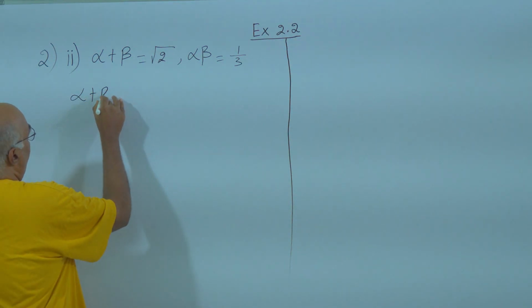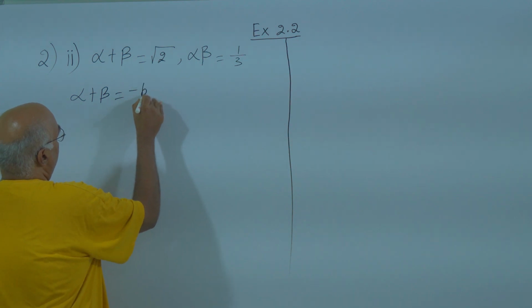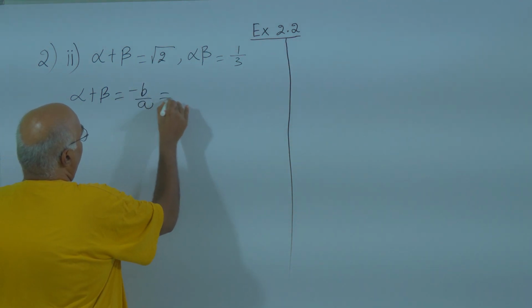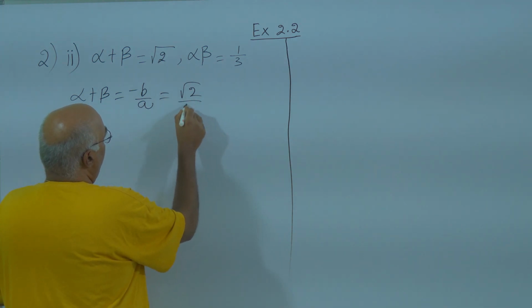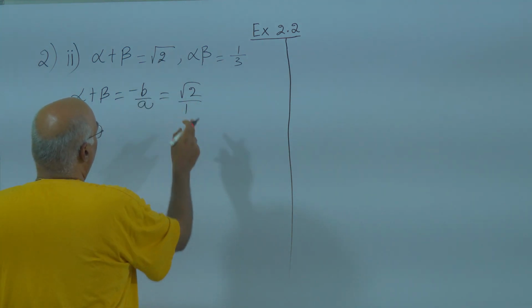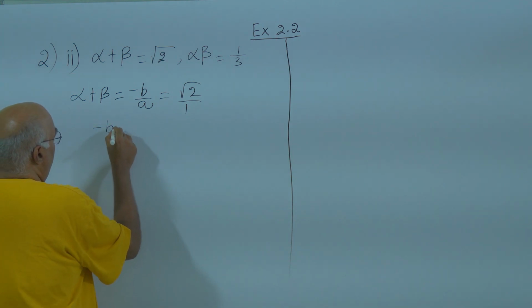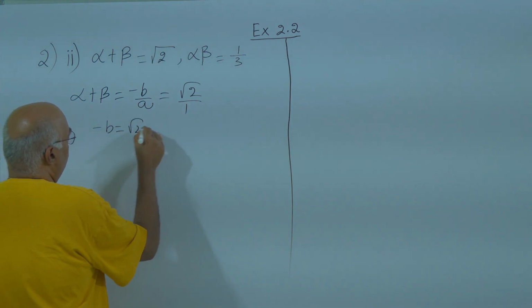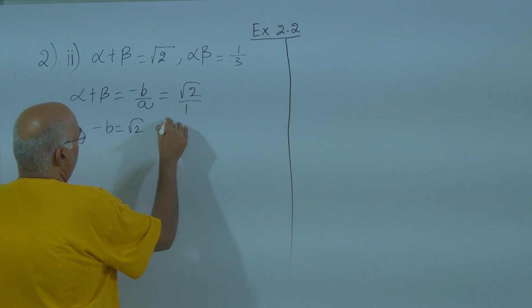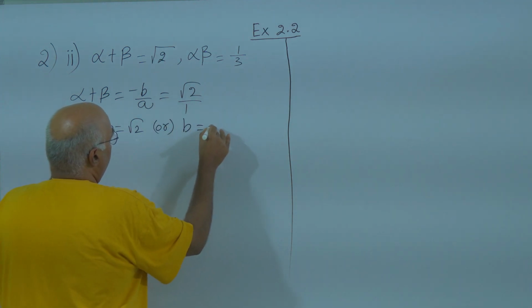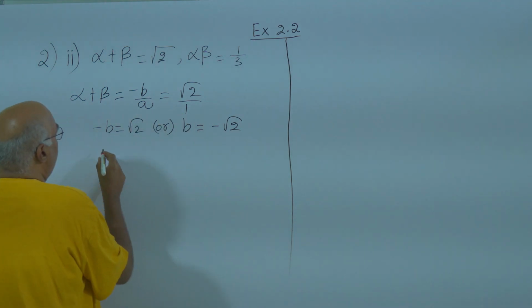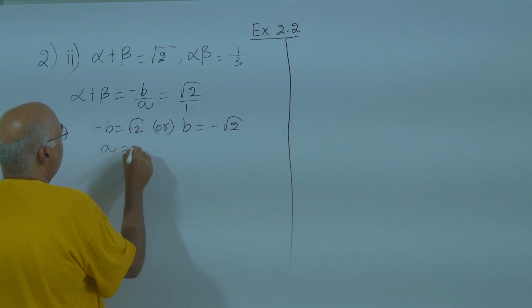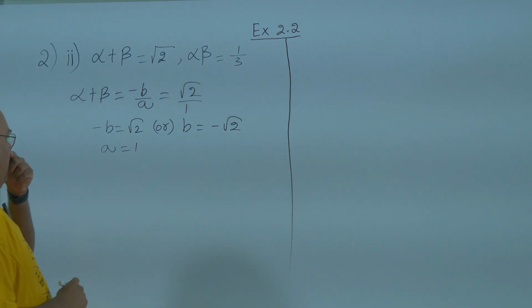We know that alpha plus beta is equal to minus b by a. This is given as equal to root 2. So root 2 is nothing but root 2 by 1. If you compare these two, we will get minus b is equal to root 2, or b is equal to minus root 2. In the same way, if you compare the denominators, we will get a is equal to 1. So we got the values of b and a.